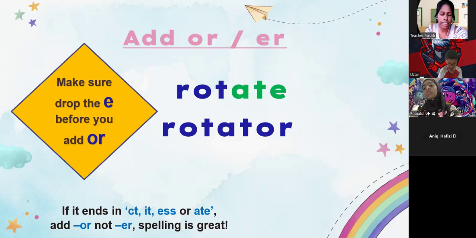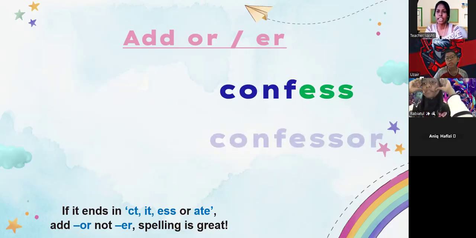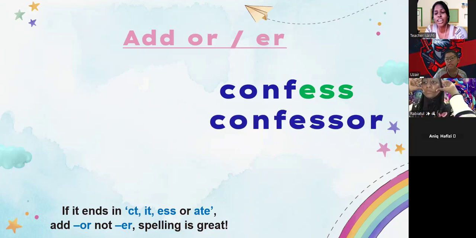What is the last one? ESS. Now, how about this one? What should I add? Confessor. Okay, how do I spell? OR or ER? OR. Alright. Answer is Confessor. OR. Confessor.